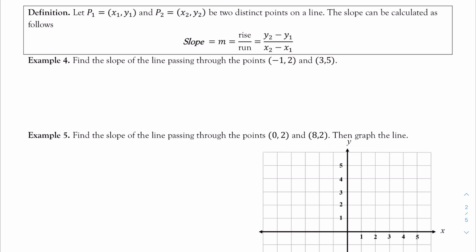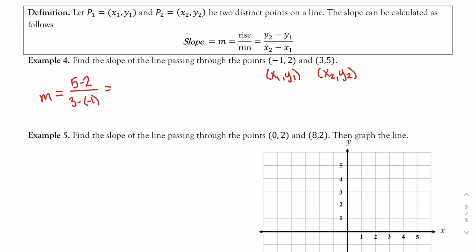Find the slope of a line passing through the points -1, 2, and 3, 5. Well, since I have 2 points, I can name one of my points x1, y1, the second point x2, y2. So all I had to do is fill in the blanks for my slope formula. Remember that it's y2 minus y1, in this case 5 minus 2, all over x2 minus x1, in this case 3 minus -1.